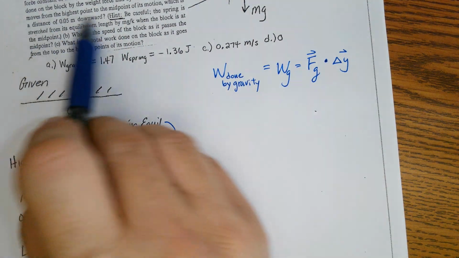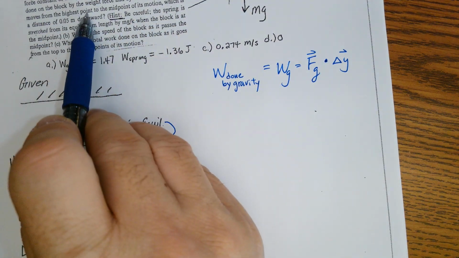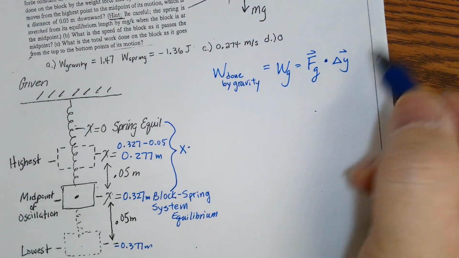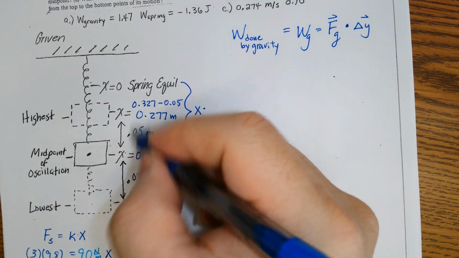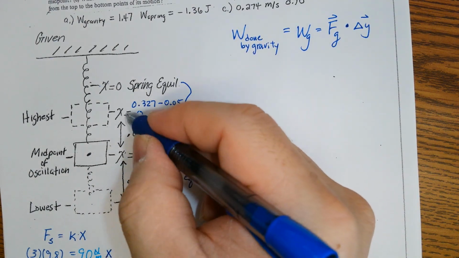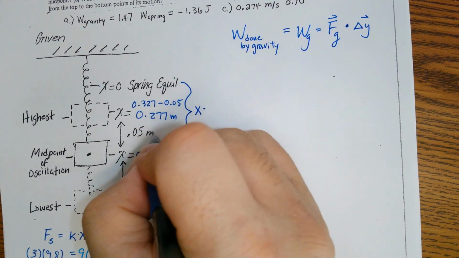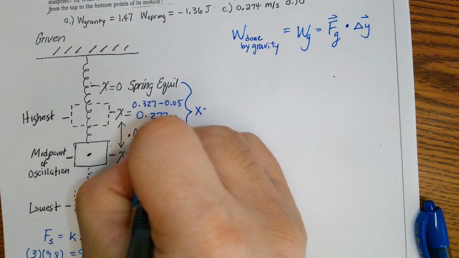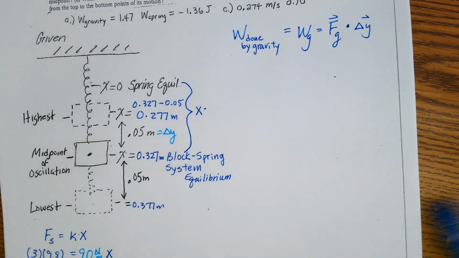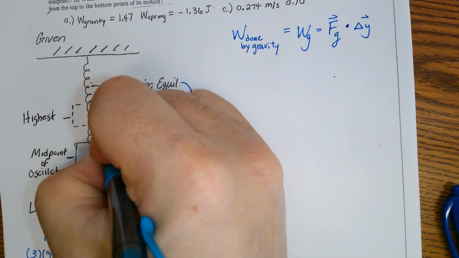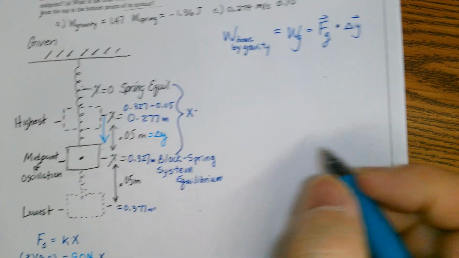So when it goes from the highest point to the midpoint, my delta y is only traveling this much, 0.05 meters. That's my delta y. Right? And it's going from here to here this way, my delta y.